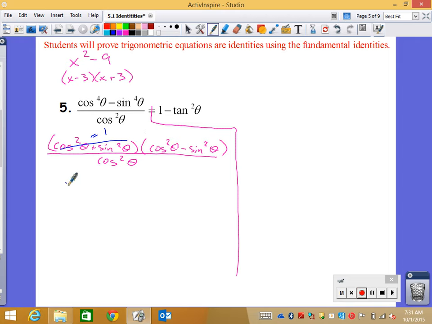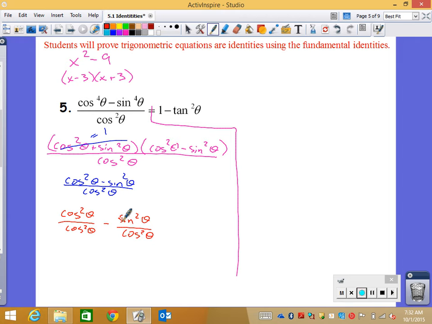Let's rewrite what I have now: cosine squared theta minus sine squared theta divided by cosine squared theta. Notice I have one big term now, but on my right-hand side, I have two terms. I have a 1 and a minus tangent squared theta. So I'm going to have to break up the fraction and write it in terms of two fractions. For my first fraction, I get cosine squared theta over cosine squared theta, minus sine squared theta over cosine squared theta.